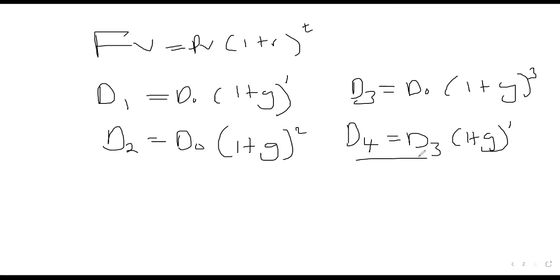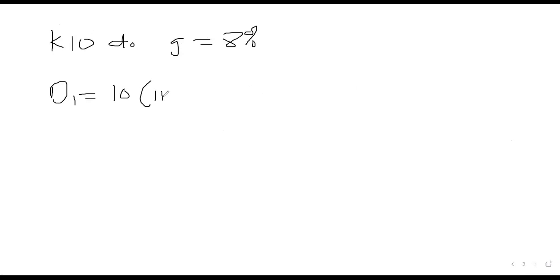So the key thing is to understand the projection. So if we're dealing with a dividend now that has been declared at 10 kwacha with a growth rate of 8%, how do we calculate the dividend in year 1? So this is 10 kwacha times (1 plus growth) to the power 1. The growth rate is 8%. So this is 10 times 1.08 to the power 1, which is 10.8.